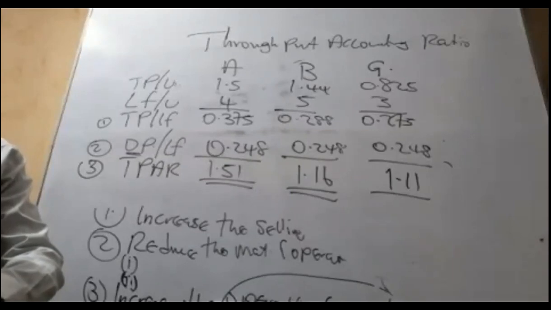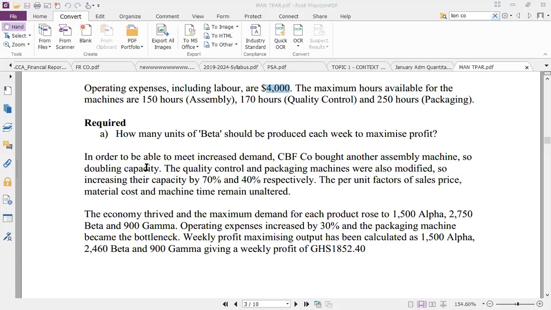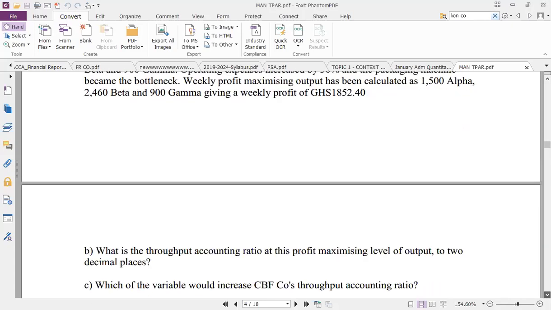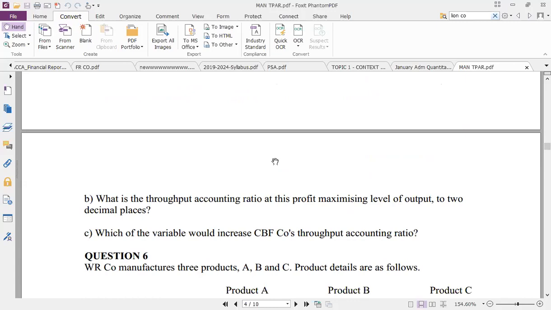Now, critically and carefully, analyze the C questions. The one who will answer it correctly will be the accounting cracker of the night. In fact, the solution is on the board, but the one who scored correct will be the accounting cracker of the day. So it goes like this: which of the variables would increase the company's throughput accounting ratio?